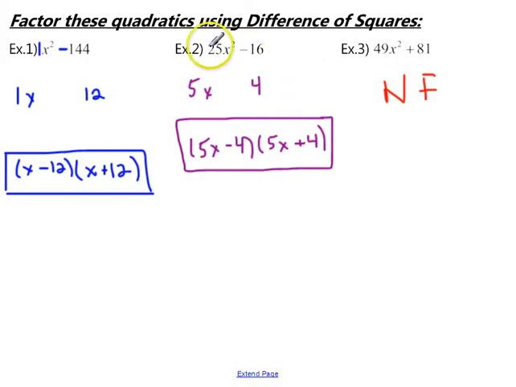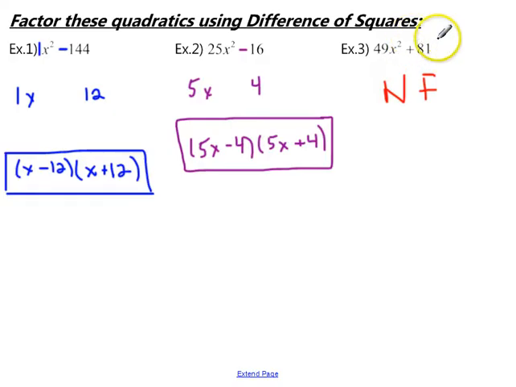For example 2, when we check for that subtraction symbol, it's there. It is two different terms, and then we can find square roots of each of these perfect squares. So the square root of 25 is 5, the square root of x squared is x, and the square root of 16 is 4. Then when you write your final answer in factored form: 5x minus 4, and then 5x plus 4.